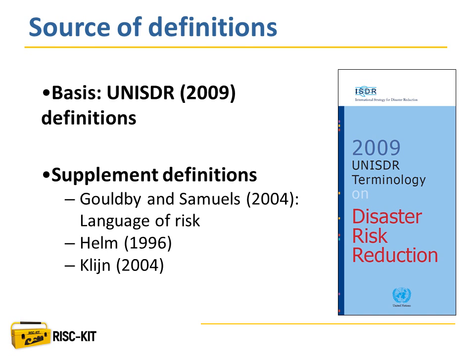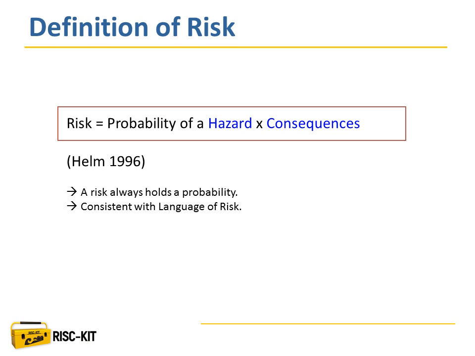In the RISC-KIT project, we based ourselves on the UNISDR definitions as outlined in their 2009 booklet on disaster risk reduction, with supplemental definitions by Gouldby and Samuels, 2004, The Language of Risk, and Klein. Risk has many definitions. What we use is a simple one, which combines the probability of the hazards times consequences, which is consistent with the language of risk.